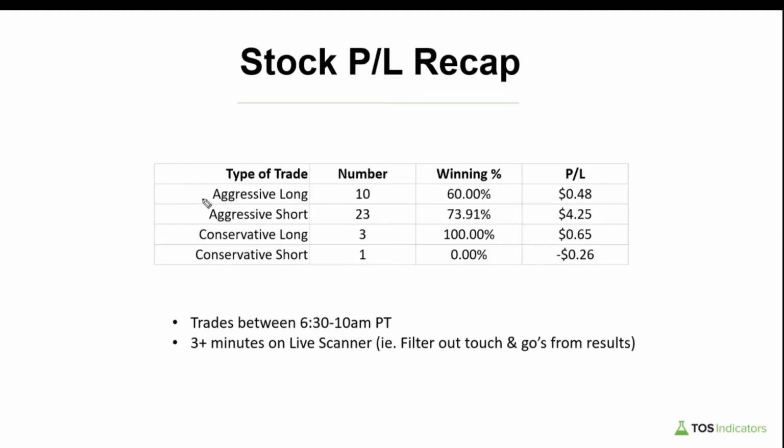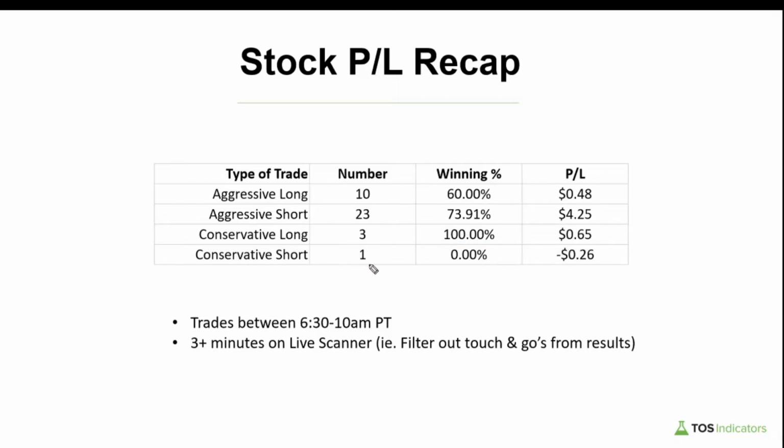Now, in terms of the trades, we had 10 aggressive long trades, 60% win rate there. Net P&L of positive 48 cents per share. So that's good. As long as this number is above zero, that's what we like to see. Aggressive shorts, we had the most trade opportunities here, 23 trades, 73.9% win rate, positive 425. Conservative longs, 3 trades, 100% win rate, so all 3 were winners. Net P&L of 65 cents per share.